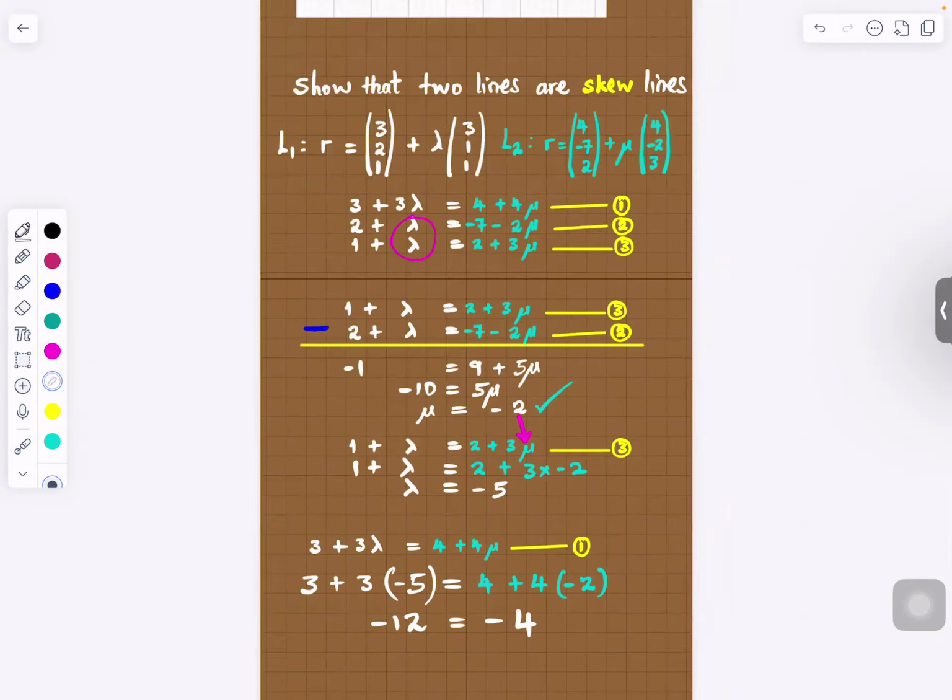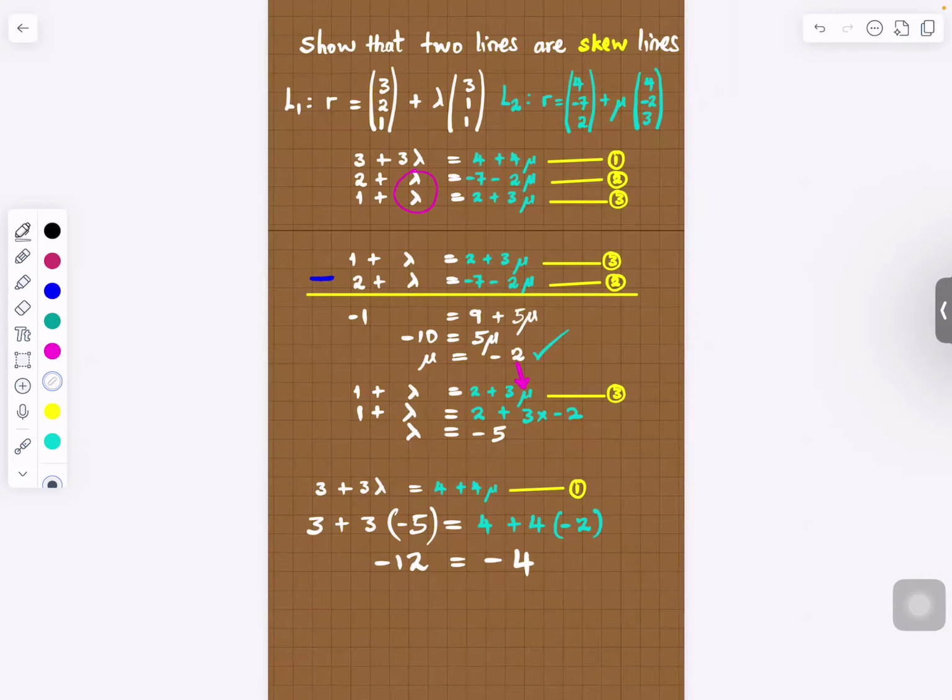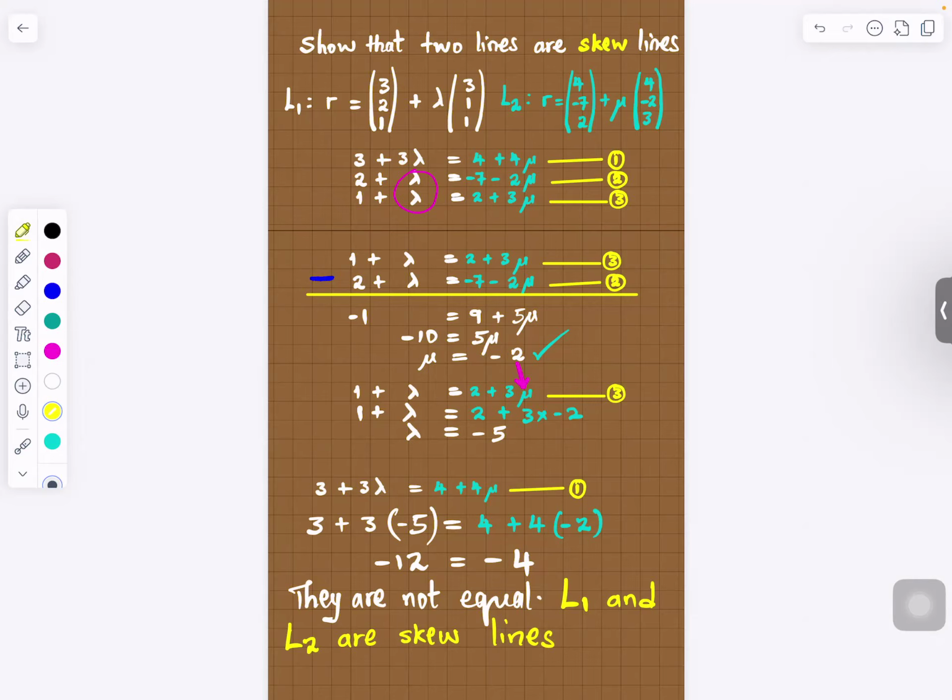So they are not equal. They are not equal. So L1 and L2 are skew lines.